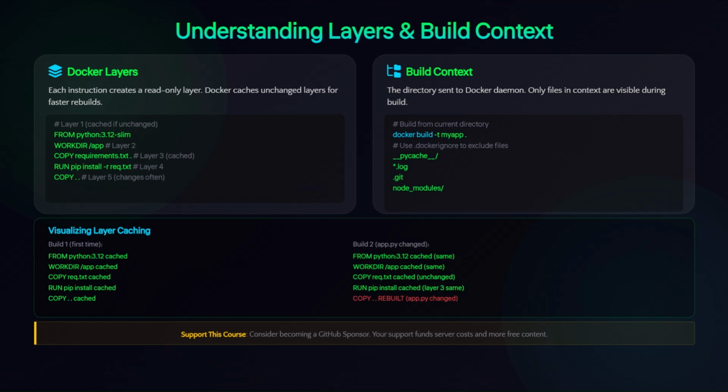And we will cover two critical concepts. Docker layers, like stacking plates. Each instruction adds a layer and Docker caches them for speed. Build context, the pantry, what files Docker can see when building. This isn't just copying a recipe, it's understanding how to cook anything. So let's fire up the stove.